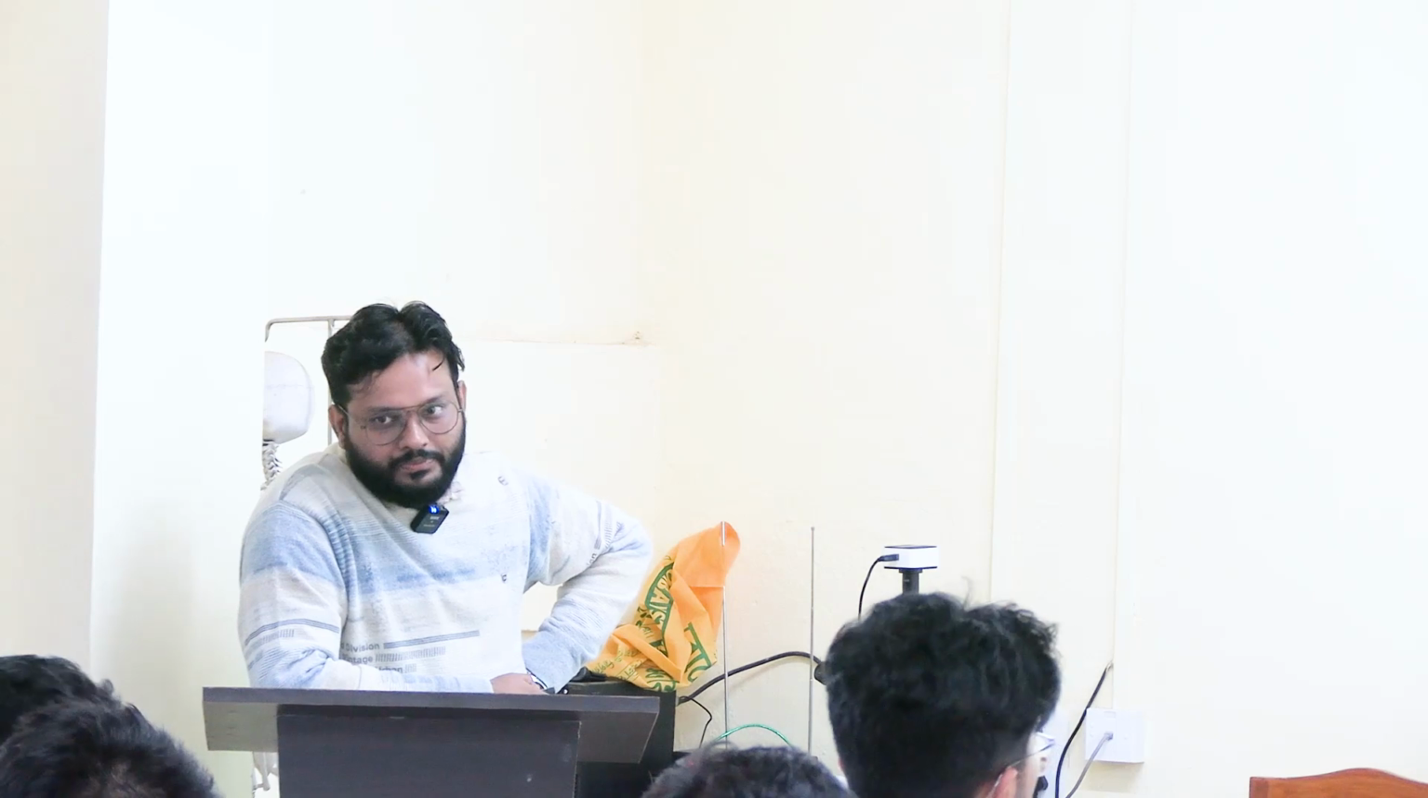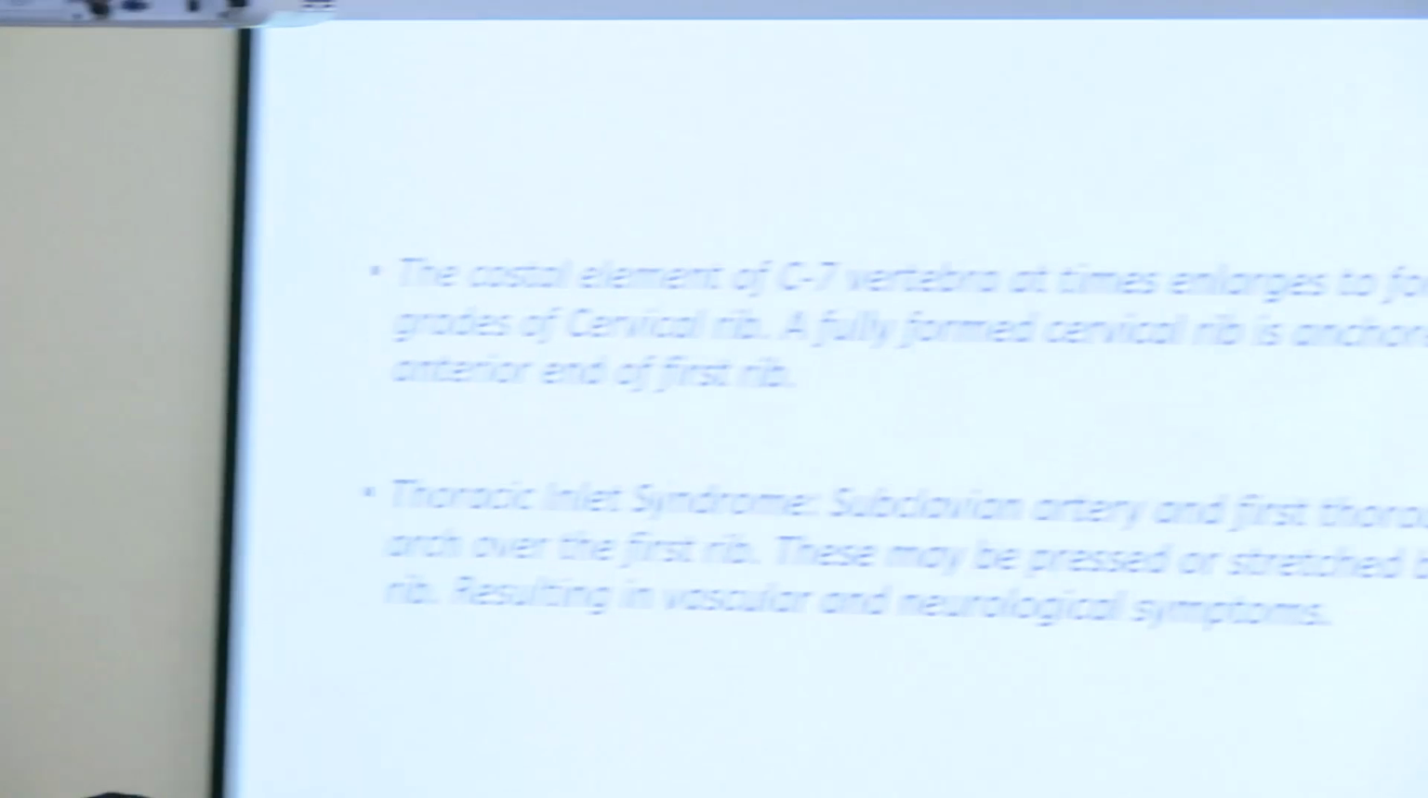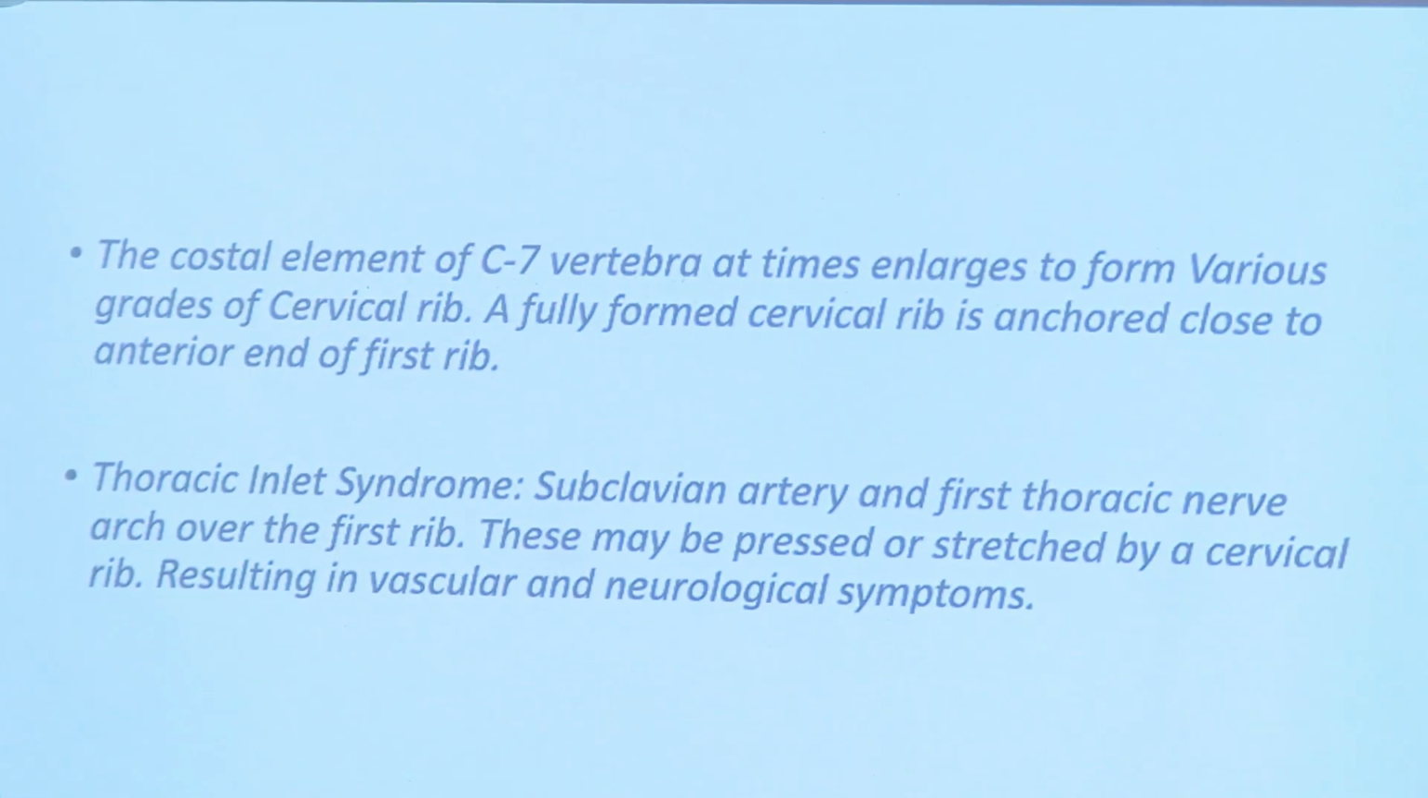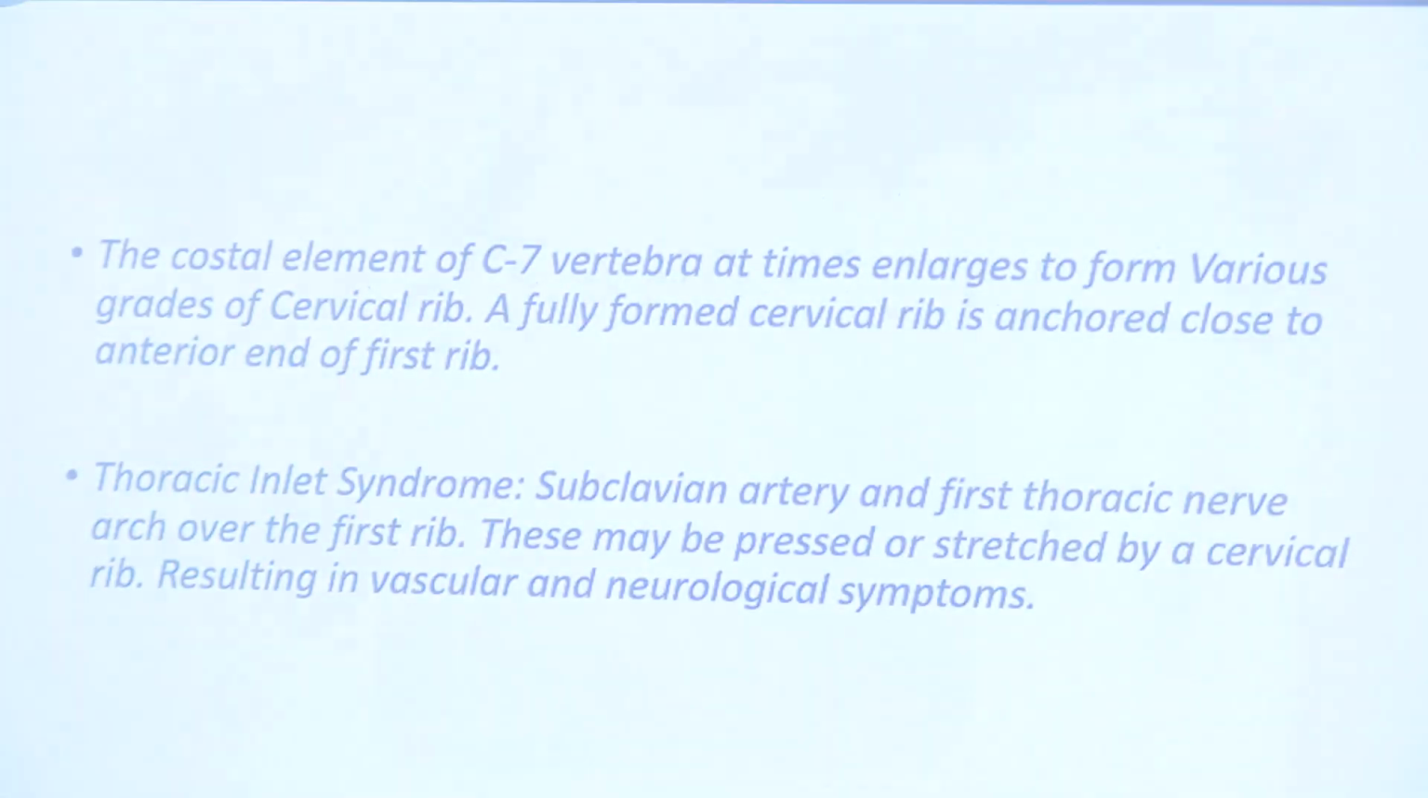Thoracic inlet syndrome. Subclavian artery and first thoracic nerve arch over the first rib. This may be pressed or stretched by a cervical rib, resulting in vascular and neurological symptoms.